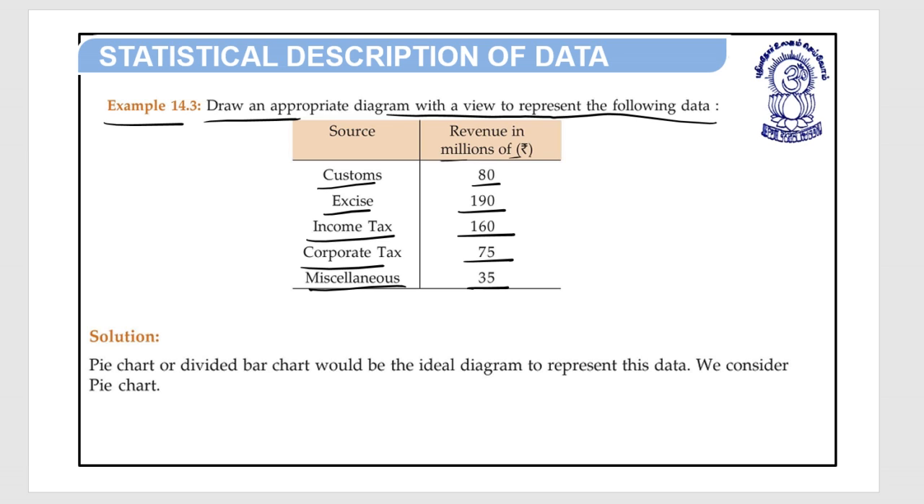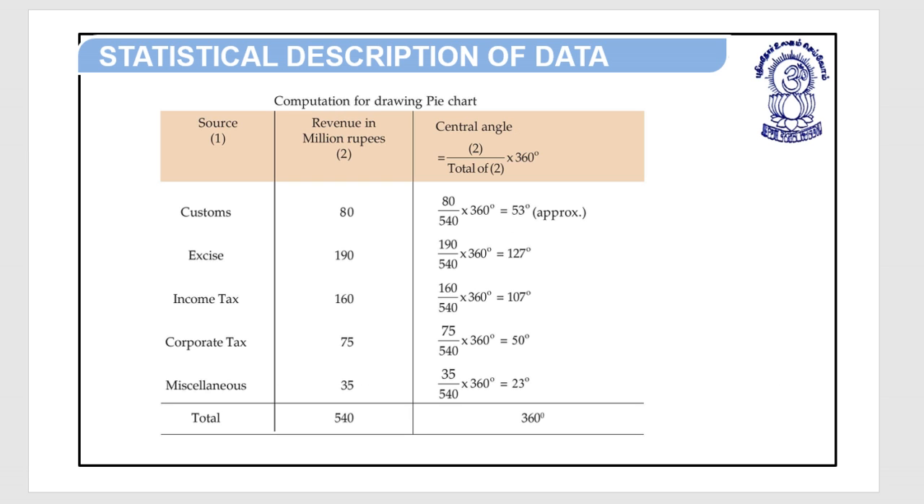Solution. Pie chart or divided bar chart would be an ideal diagram to represent this data. We consider pie chart. Source, revenue in million rupees. Source: customs, excise, income tax, corporate tax, miscellaneous. Revenue in million rupees: 80, 190, 160, 75, 35.